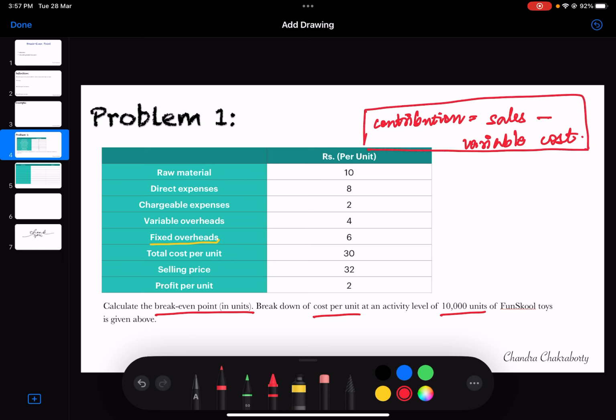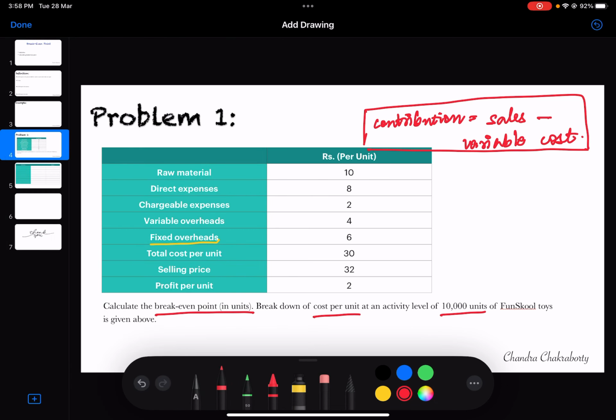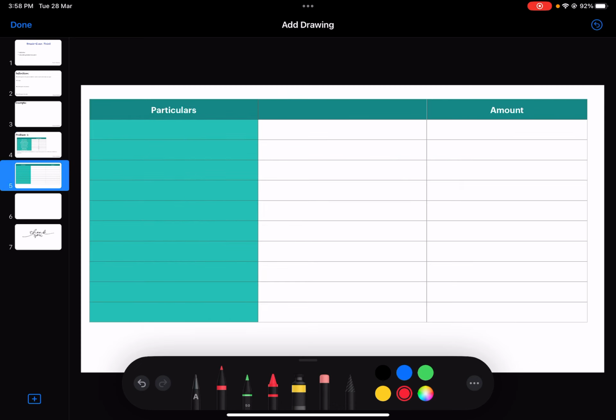Here in this table we don't have such term as contribution per unit, right? So we are going to calculate it, and how will you do that? You will deduct variable cost from sales, and this will give you the contribution. So now let's start our calculation. First we have selling price per unit, right? Selling price is 32.